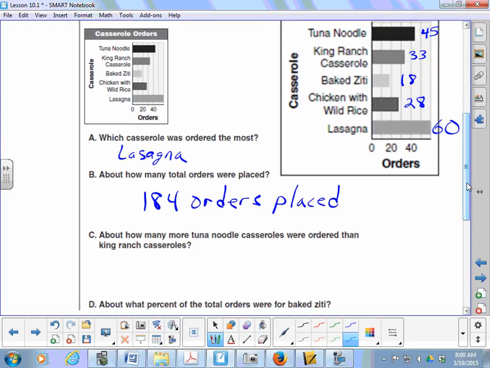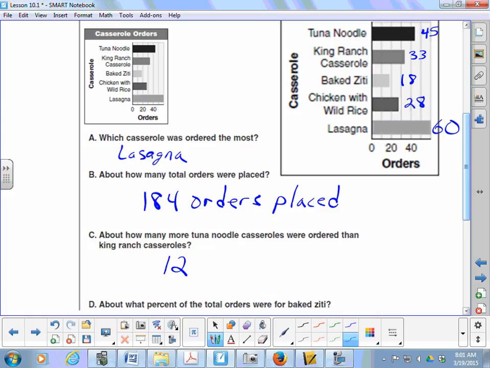Letter C asks about how many more tuna noodle casseroles were ordered than King Ranch casseroles. And according to the numbers that we chose, there would be 12 orders more.